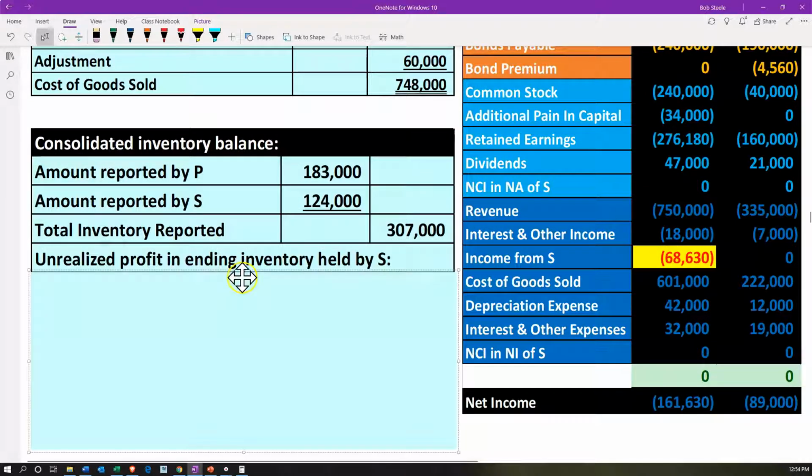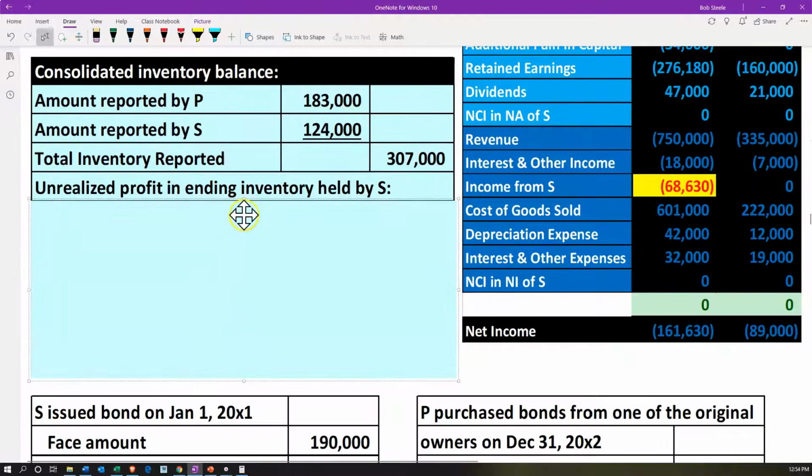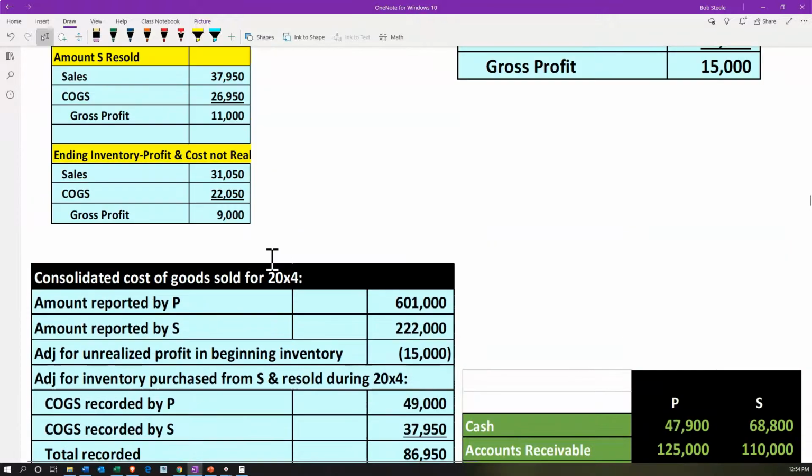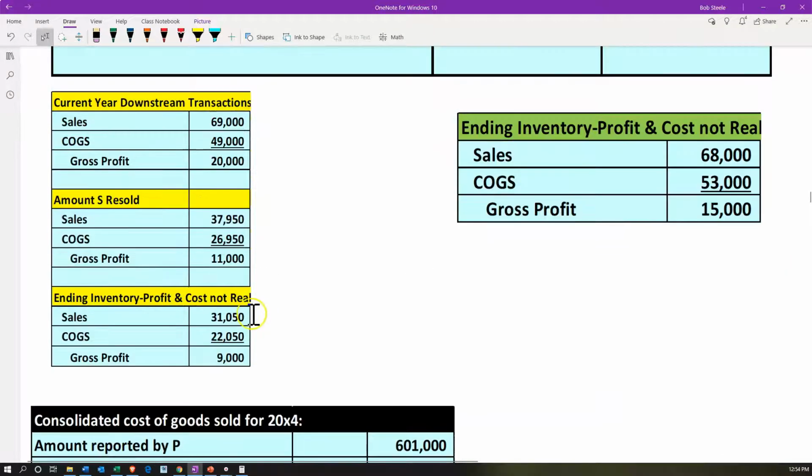Then we have the unrealized profit in ending inventory held by S. So we have 2,000 X4 current year. S is still holding on to 31,050 of basically these intercompany transfer inventory. In other words, we got that from our data. I'm scrolling up top to this ending inventory for the current downstream transactions. S is still holding on then to the 31,050 of the 69,000 that was originally the transfer amount.